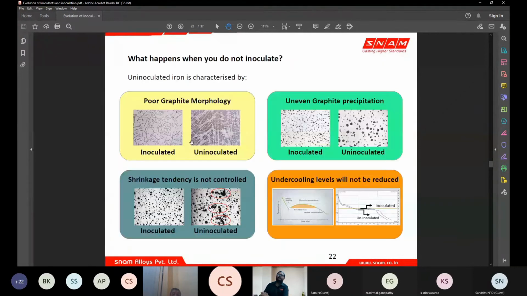So what happens when you do not inoculate? You still have carbon coming out, but the amount of graphite or the uniformity of graphite formation starts getting affected. So when you see the graphite morphology in case of gray cast iron, the preferred orientation can be type A or type C. When you talk of preferred orientation, the preference varies with casting to casting.